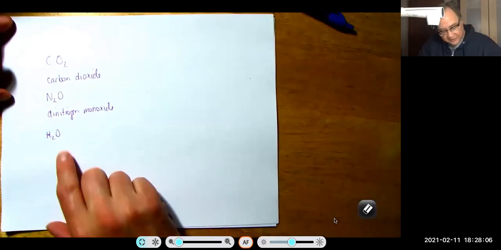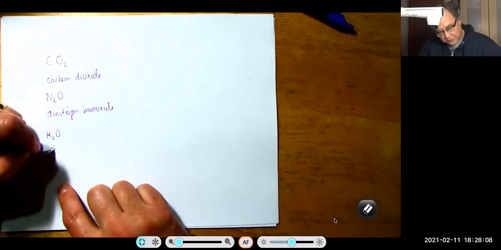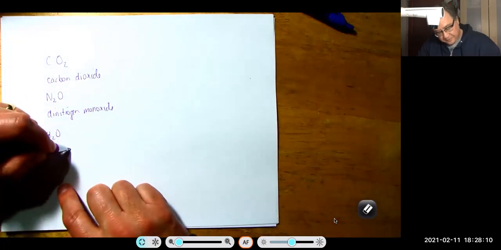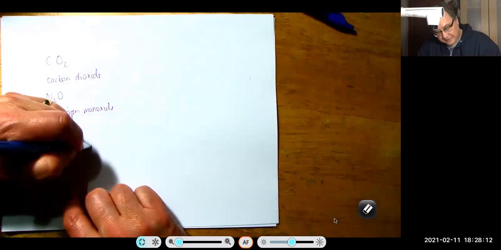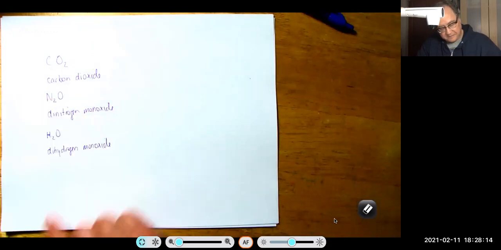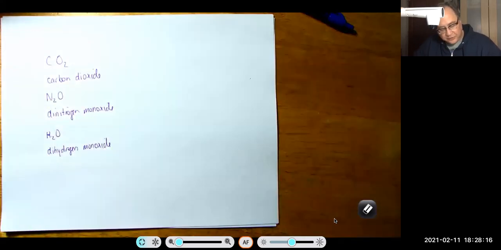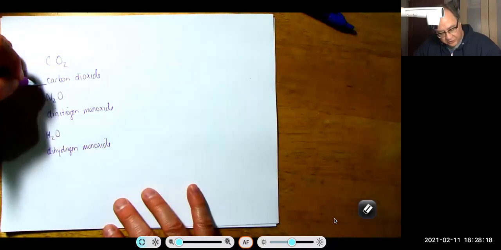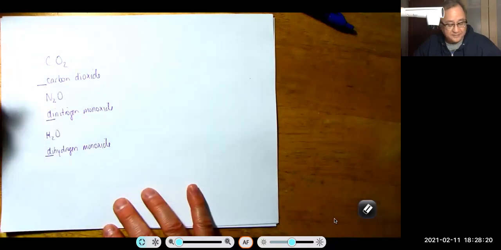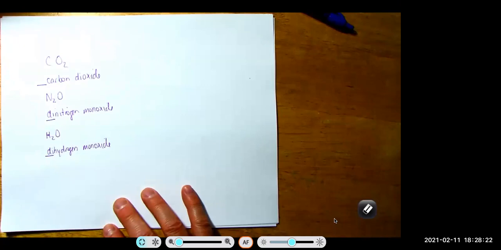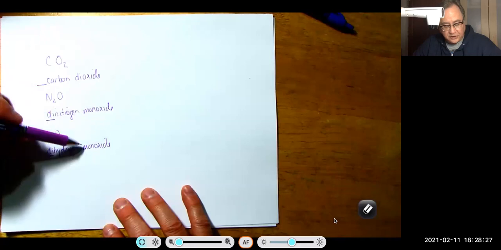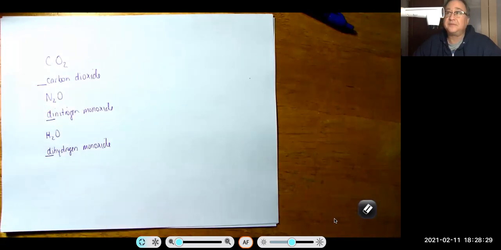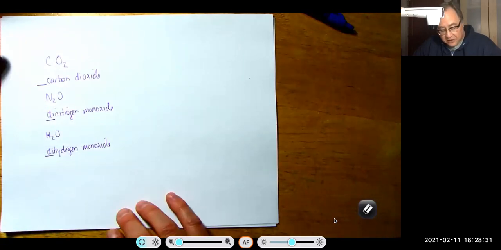And this one would be called dihydrogen monoxide. So notice for the first element, you only use a prefix if there's more than one. And for the second one, you always use a prefix, always. So that's how you name molecular compounds.